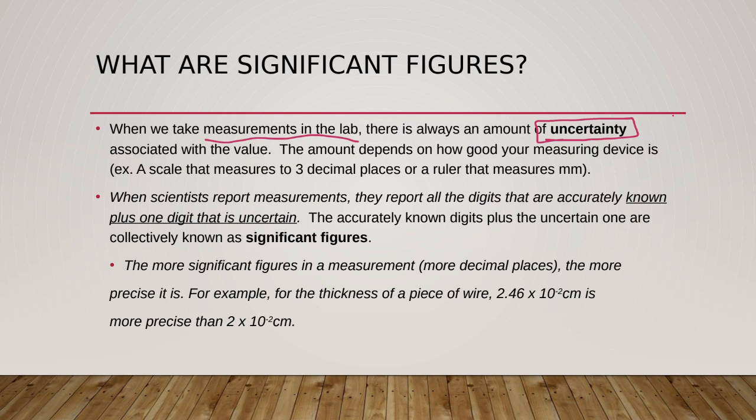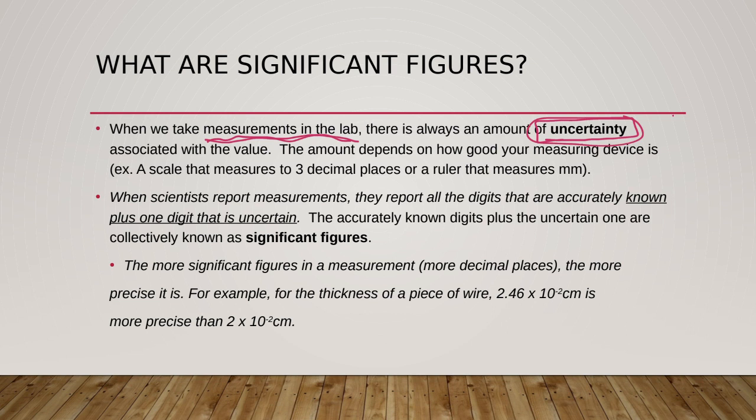When we do any kind of calculation in science, we are always taking measurements in the lab. And as we take those measurements, there is an amount of uncertainty associated with our measurement. This happens in chemistry, this also happens in physics, and this also happens in biology, although lesser so because we don't do as many calculations in biology.